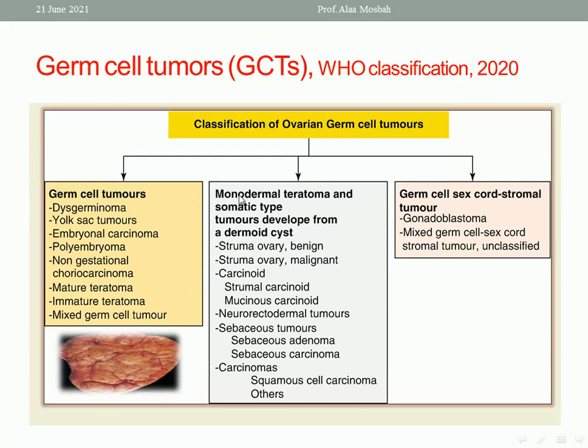The second big category is the monodermal teratoma and the somatic type tumors developed from dermoid cyst, including struma ovarii benign, struma ovarii malignant, carcinoid, strumal carcinoid, mucinous carcinoid, neuroectodermal tumor, sebaceous tumor, and the carcinomas, specifically squamous cell carcinoma and other carcinoma. The third big category is germ cell sex-cord stromal tumor, including gonadoblastoma and mixed germ cell sex-cord stromal tumor and unclassified type.